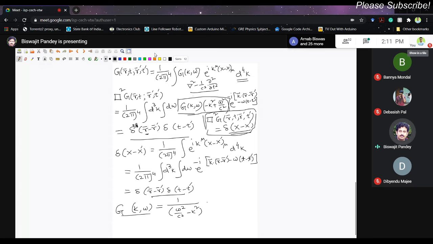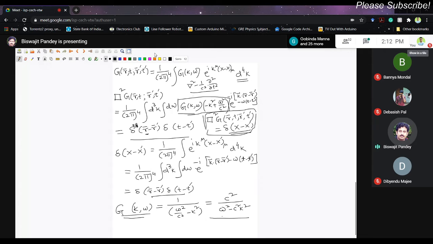Again, if you rewrite it, it is c square divided by omega square minus c square k square. So this is the Fourier transform of the Green's function in our problem. In this particular problem which we are discussing here, the Fourier transform of the Green's function is c square by omega square minus c square k square.